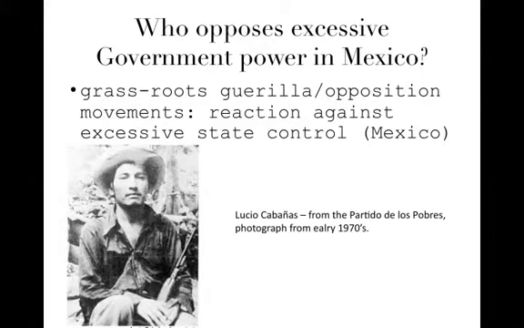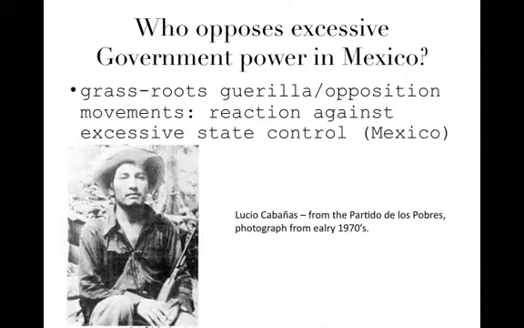Lucio Cabañas would obviously also be considered a subversive in this context. Anybody who opposed excessive government power would qualify as a subversive. And it's important to realize that subversives also existed in countries that did not have military regimes. Mexico was not a military dictatorship, not ever during the 20th century.